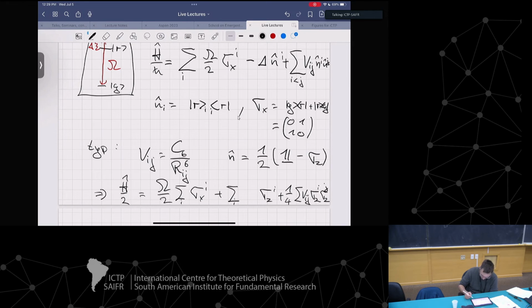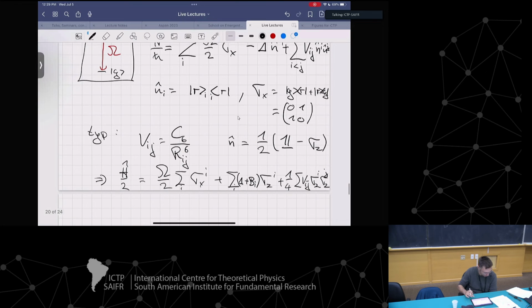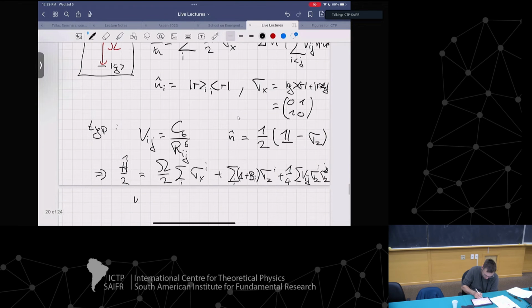i sigma z j. And because I'm replacing this n with 1 minus sigma z, there are some single-body terms that come out of this, and I can absorb those into this sum. I basically get the delta here plus some term, I call it B. So you see there's already some connection maybe to magnetic fields, with B_i equal to just summing all these V_ij's.